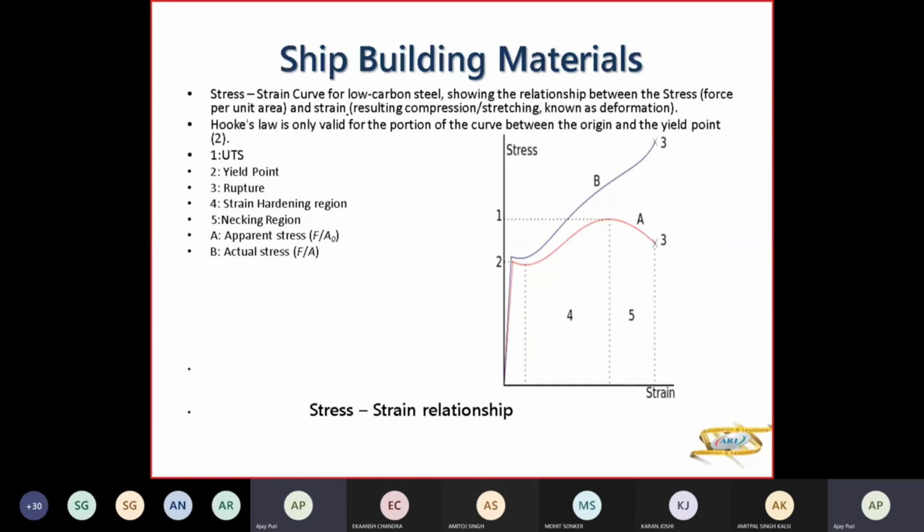So here you have the stress strain curve for low carbon steel showing the relationship between stress and strain. Hooke's law is valid only for a certain portion of the curve between the origin and the yield point. Here you have the yield point, and this is a rupture point, and this is a different kind of steel. We'll come to what kind of steel this is. Your necking range is 5, the strain hardening range is 4.